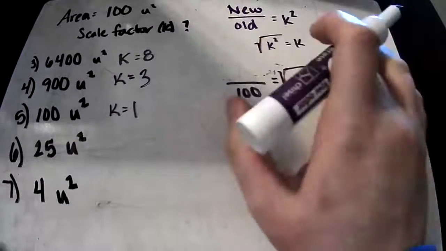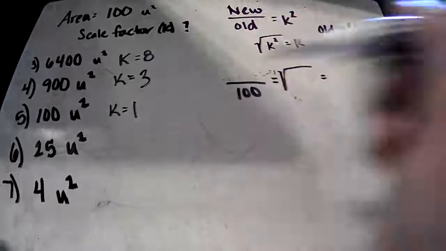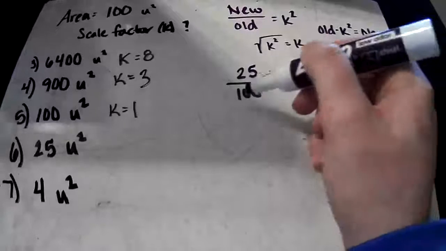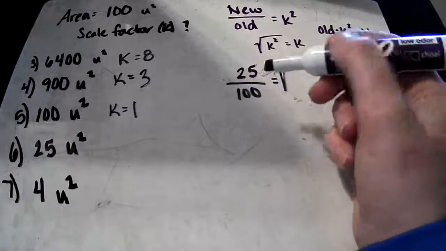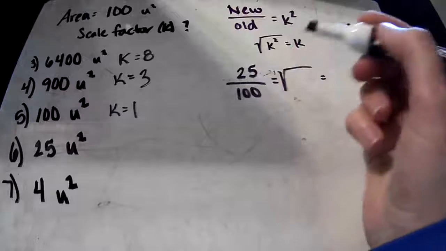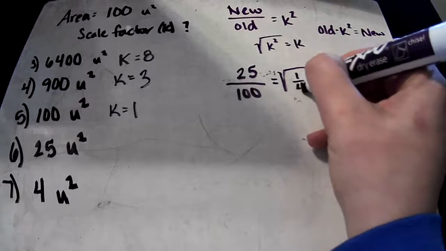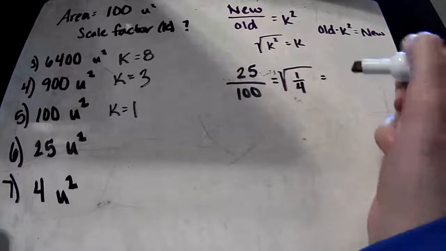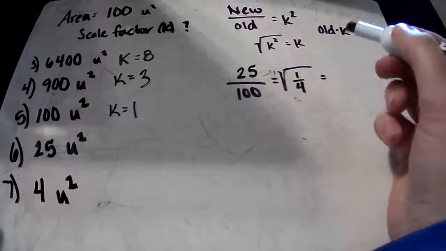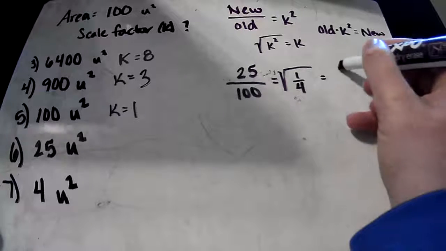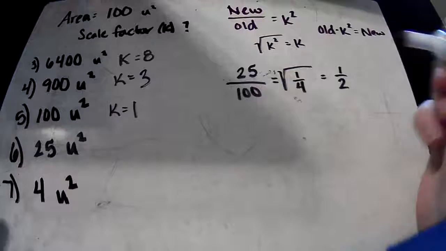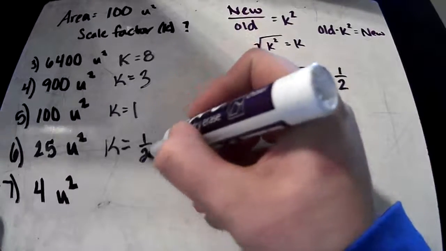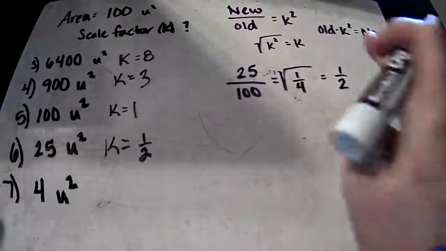Number 6, we had a new area of 25 square units divided by our original area of 100 square units. 25 divided by 100 gives me 1/4, or 0.25. But remember, we still need to take the square root of that. If I take the square root of 1/4, I'm thinking, what times itself is 1/4? We get 1/2, or 0.5. So on number 6, we should have k equals 1/2, or k equals 0.5.